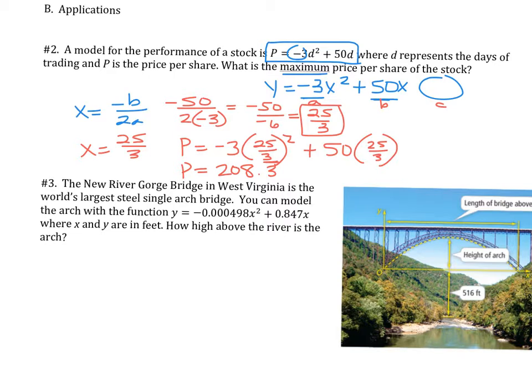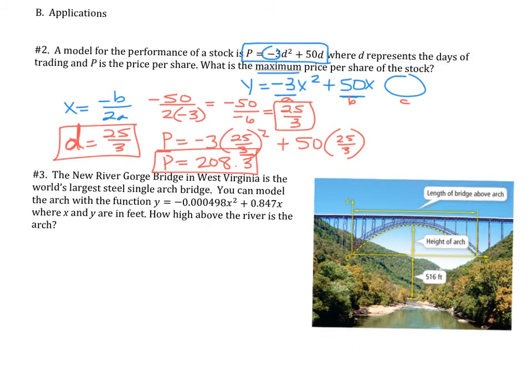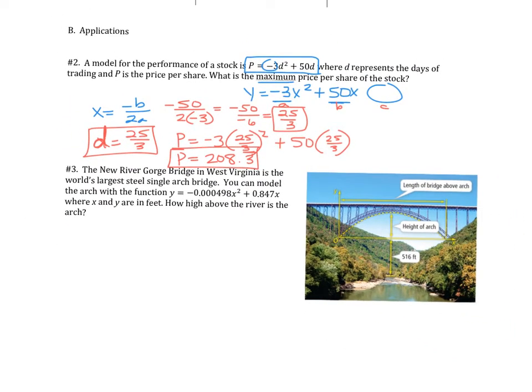208.3 repeating. Okay? Think about the question. What is the maximum price per share of the stock? What are these two numbers telling us? This was D, I guess. Vertex. It is the vertex. What does D represent? D represents the days of trading.